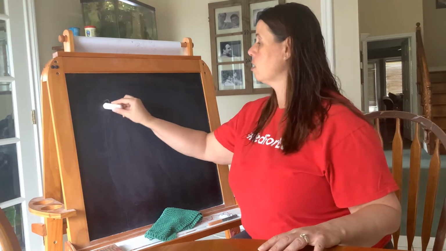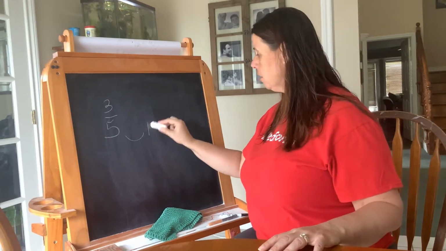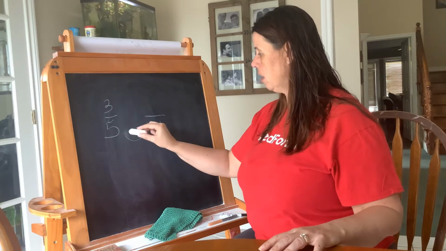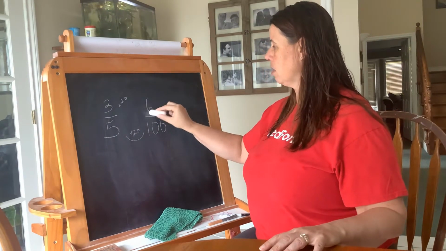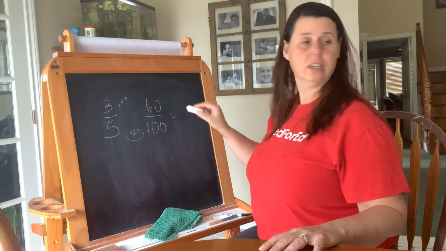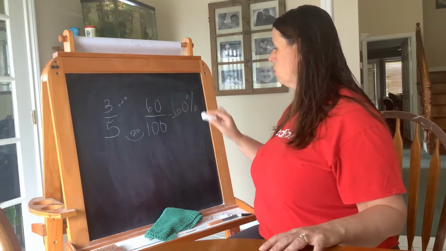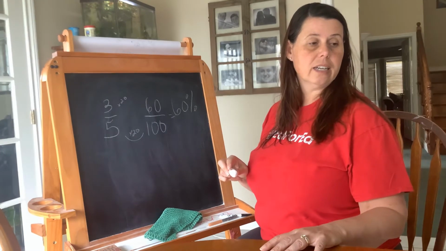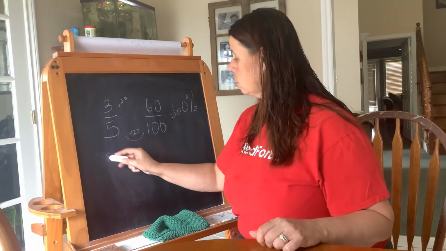So they give us 3/5, right? And I got to get to 100 to make it into a percent. So how do I get from 5 to 100? Times 20. So I got to times 20 on the top, which gives me 60 over 100, which is 60%. I wasn't sure if they wanted the decimal first or not. Okay? Easy breezy. I'll do one more with you, just so you're sure what you're doing.